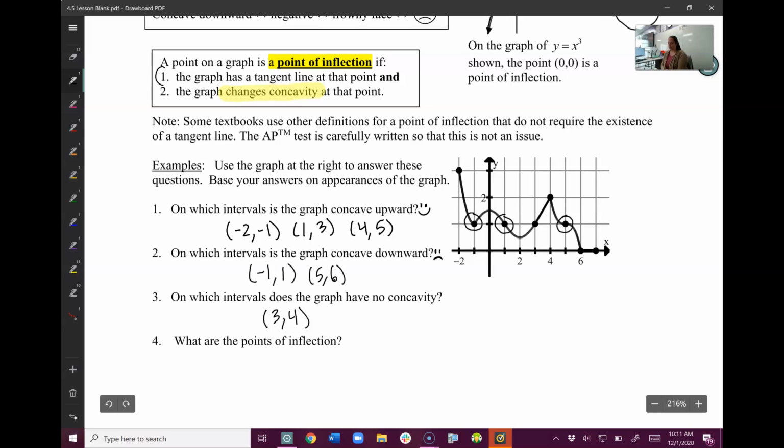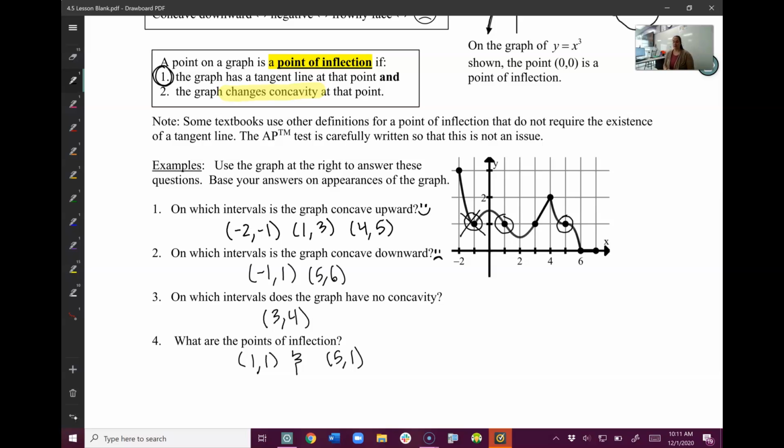But I have to pay attention to number 1. It also has to have a tangent line, aka the derivative exists, aka no sharp turns. So right there is not a point of inflection because it has a sharp turn. The derivative doesn't exist. Right here and here, those are not sharp turns, so those would be my points of inflection at 1, 1, and looks like that's 5, 1 would be my points of inflection.